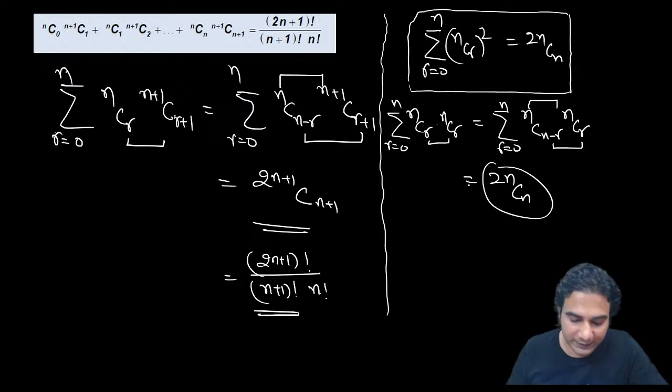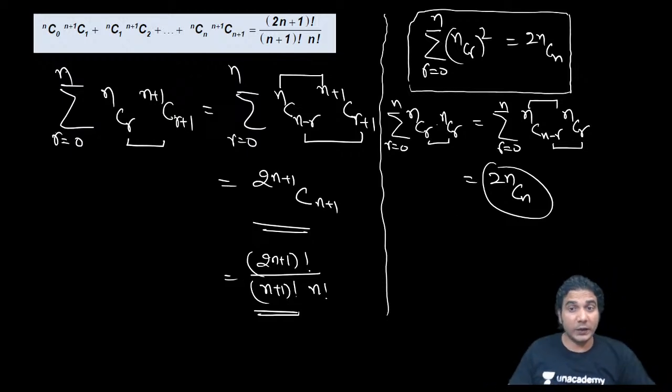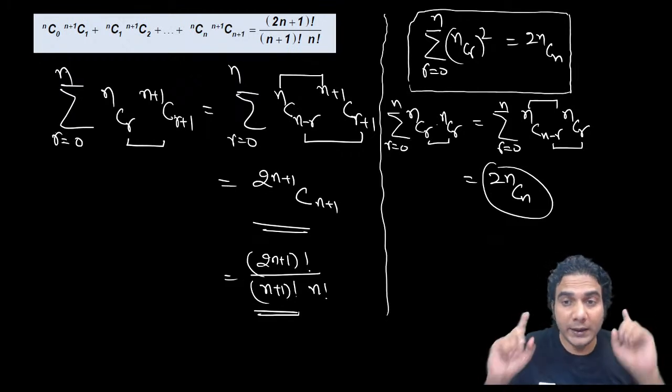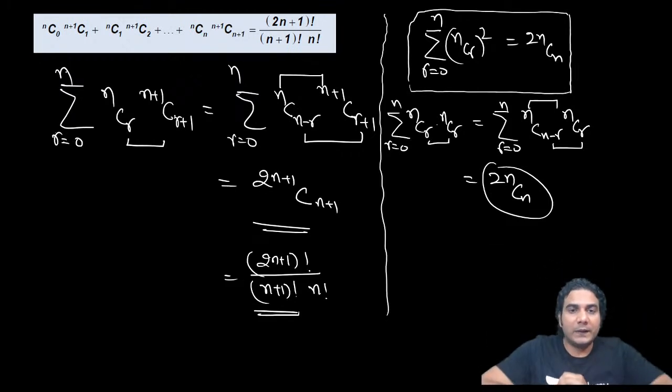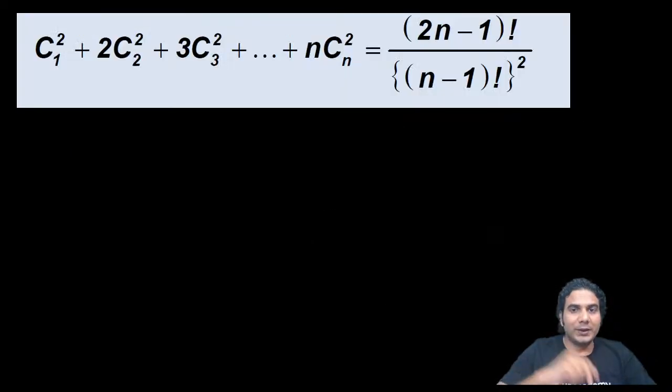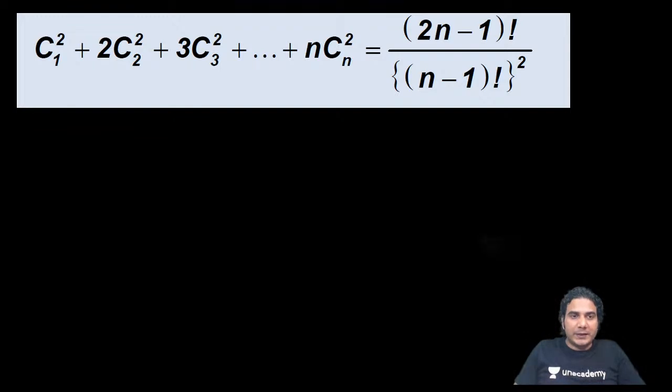NC0 square plus NC1 square plus NC2 square up to NCN square is nothing but 2NCN, and you need to remember this series. This value you need to remember. So now solve this one. This is not pretty straightforward. You have some numbers in multiplication as well. So you try it first, then I'll tell you.